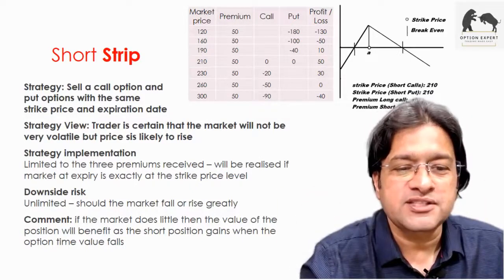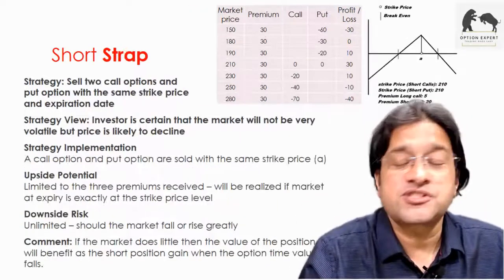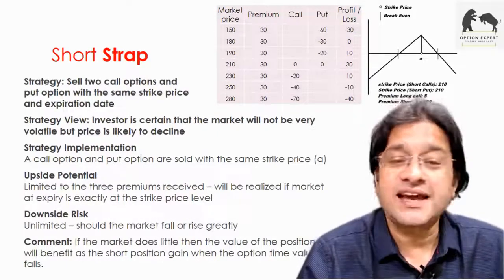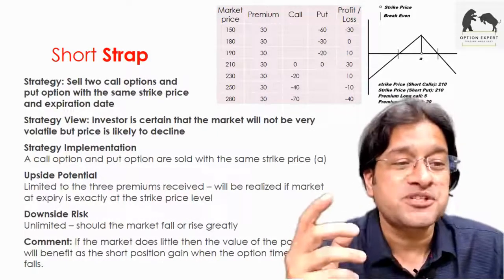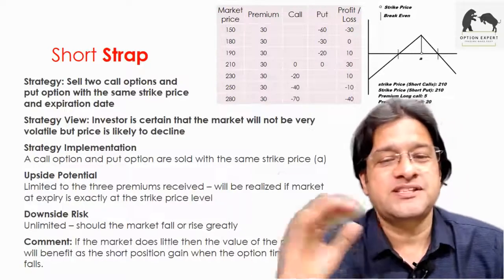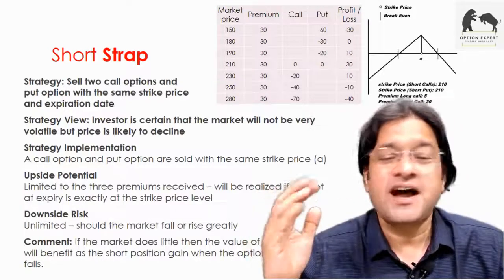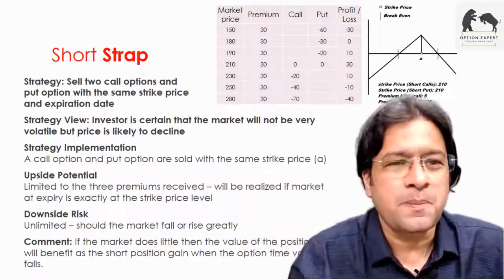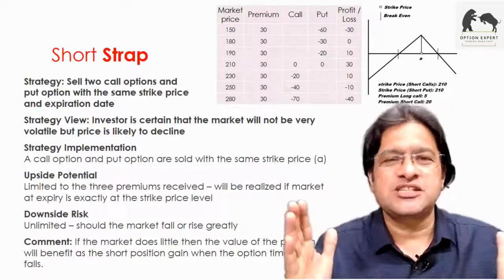This we have seen. This is about the strip, and then we have the strap. A strap is where you're selling two call options and a put option with the same strike price and the same expiry date. These are some of the strategies which I've explained.